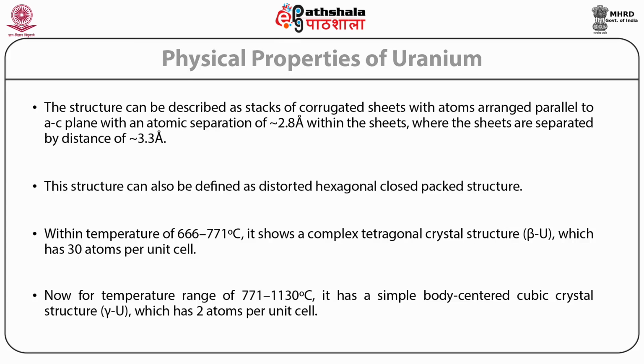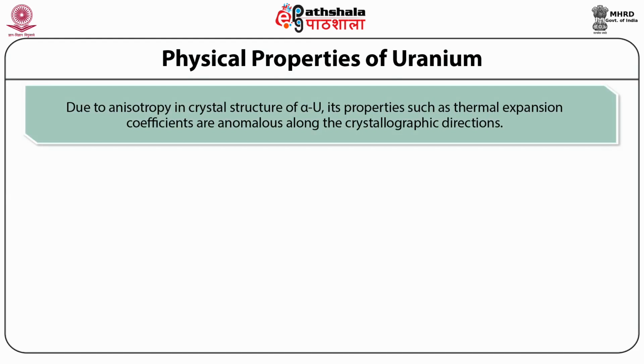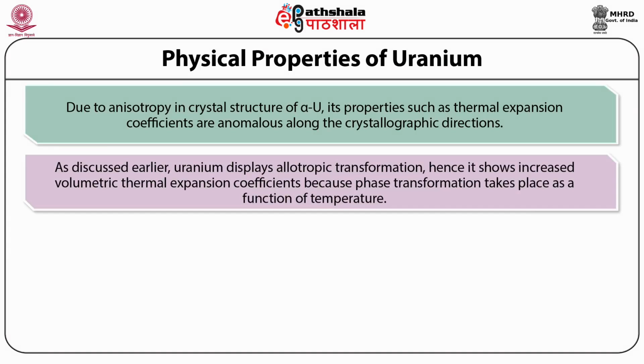atoms per unit cell. Due to anisotropy in the crystal structure of alpha U, its properties such as thermal expansion coefficients are anomalous along the crystallographic directions. As discussed earlier, uranium displays allotropic transformations. Hence, it shows increased volumetric thermal expansion coefficients because phase transformation takes place as a function of temperature.